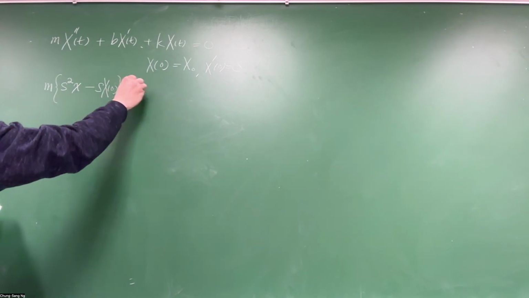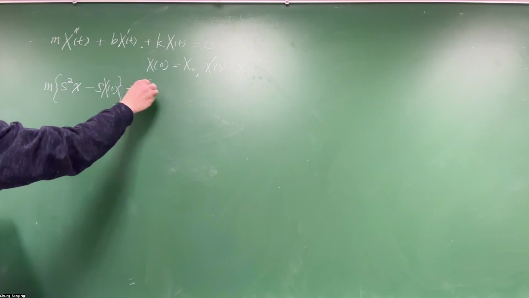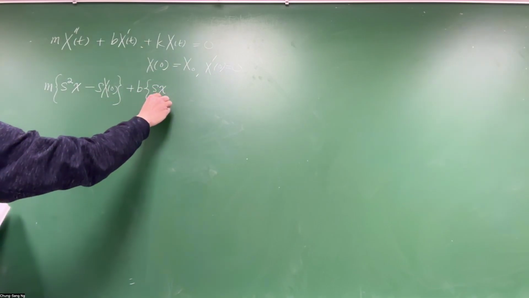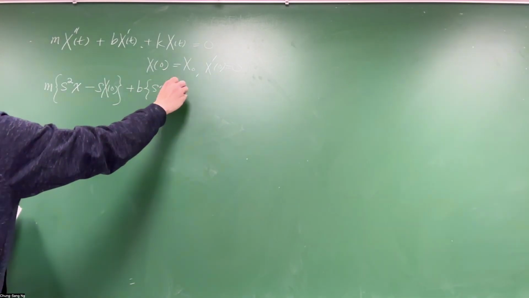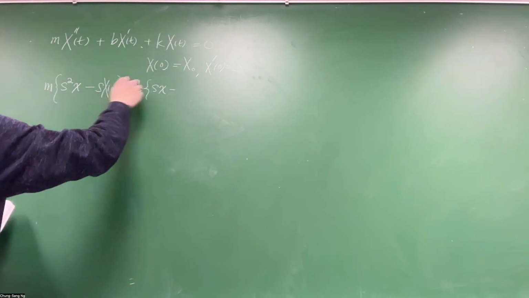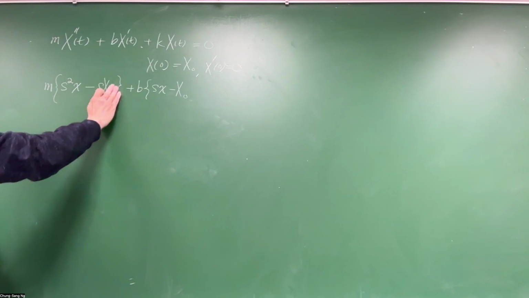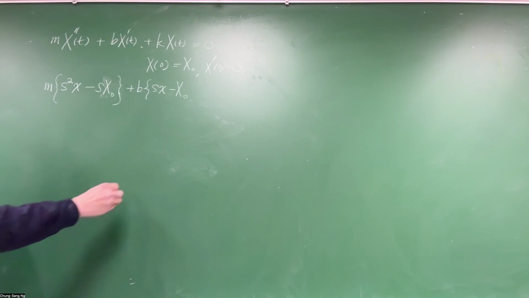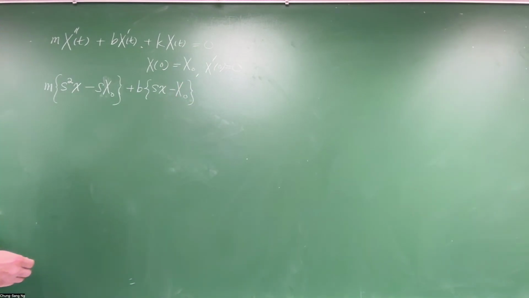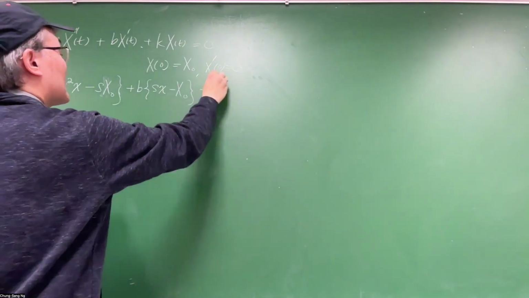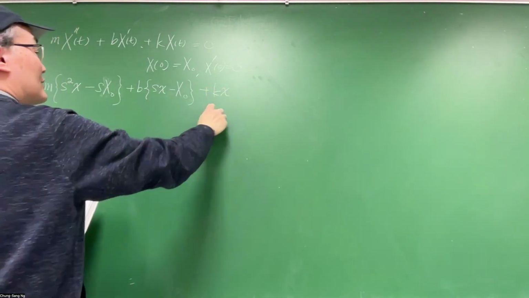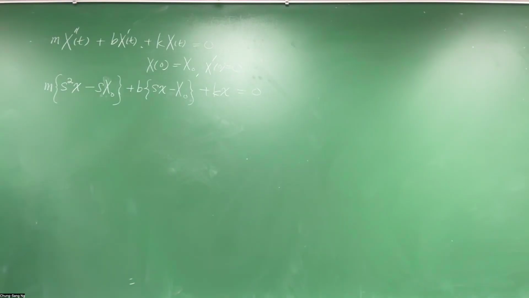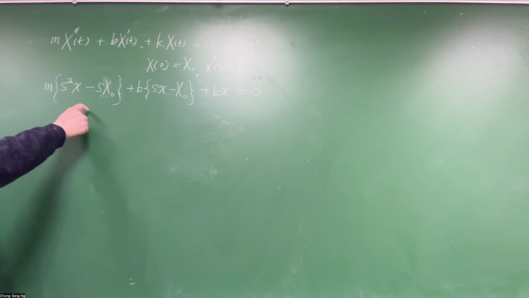And the second term is the same. You have one derivative, so you have s times X and minus the initial condition, which is X of 0. So you can just directly substitute X of 0. And the final one is just a direct Laplace transform. Now this is just an algebraic equation for little x. So you solve for little x.